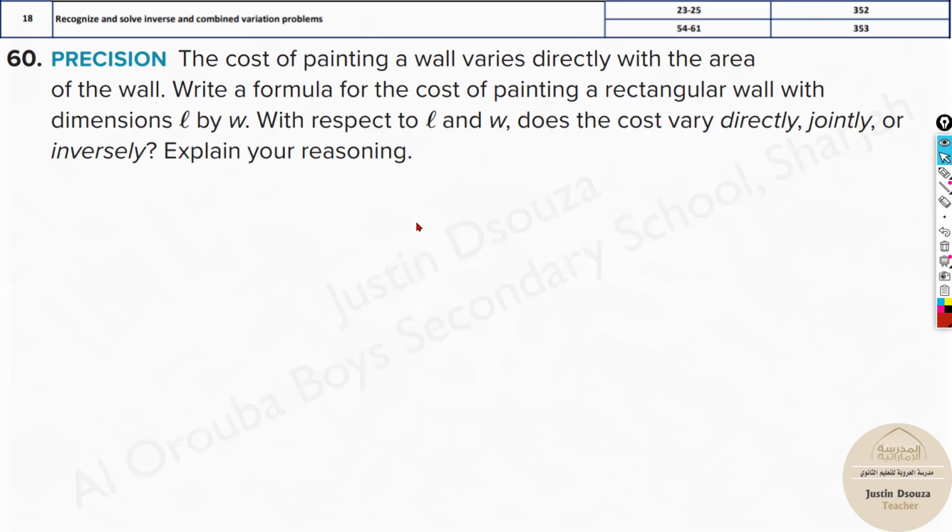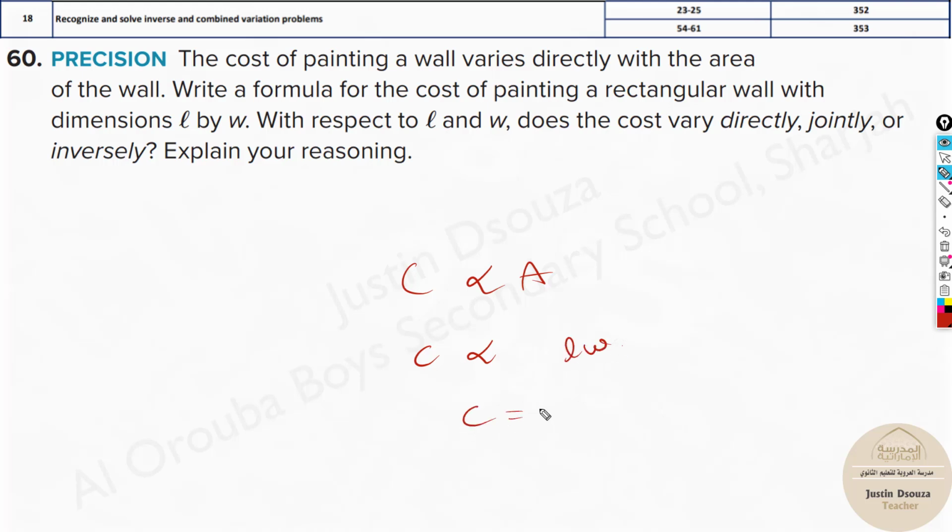And the cost of painting a wall varies directly with area of the wall. Write a formula for the cost of painting a rectangular wall with dimensions length by width. With respect to length and width, the cost varies directly, jointly, or inversely. Now here they have clearly told in the first sentence, cost varies directly with area. That makes sense. The cost is more as the area of the painting is more. Now here they have also told area is what? Sorry, length into width.